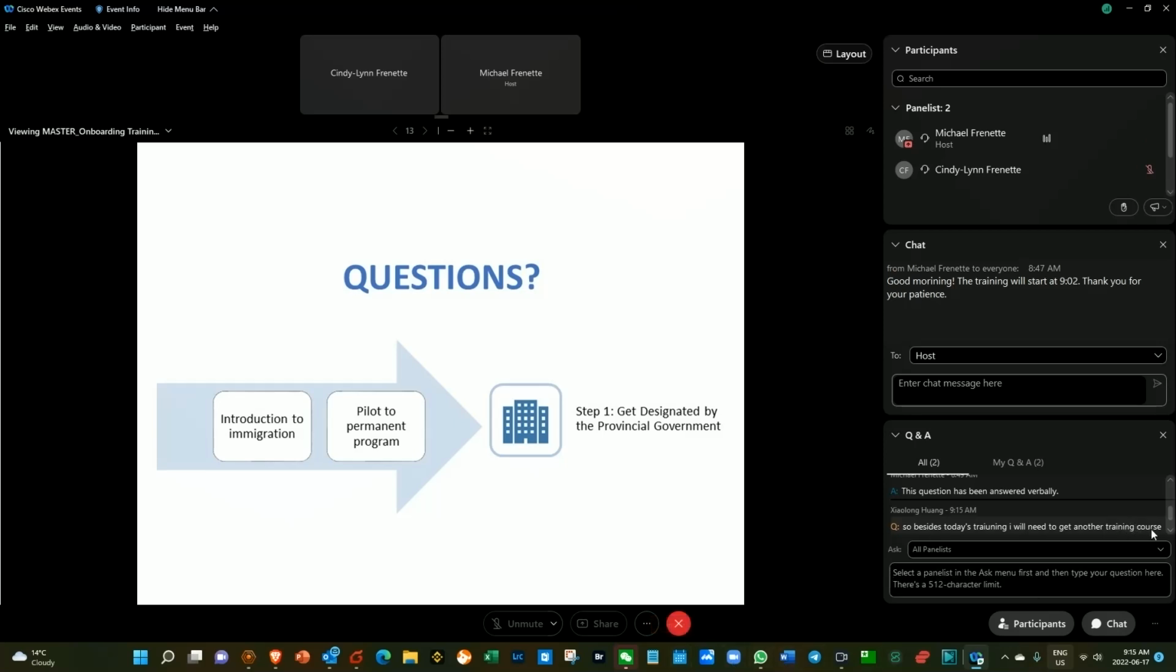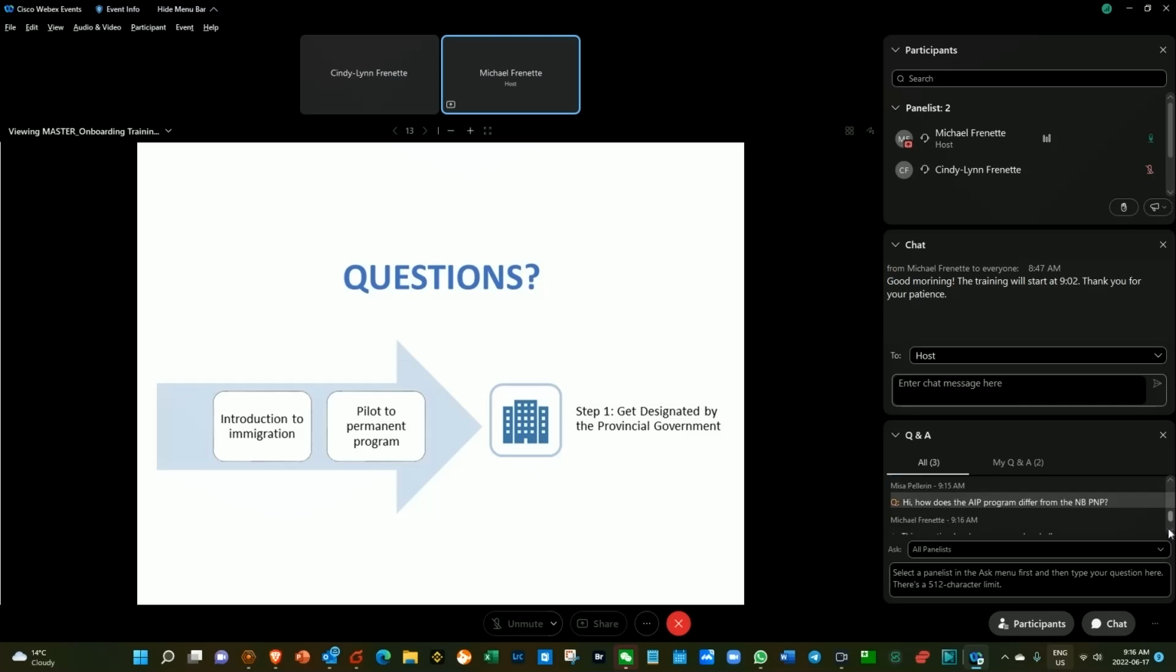All right, so we have a few questions. First question, how does the AIP program differ from the New Brunswick PNP? Well, the end goal is the same, so the candidate will be granted permanent residency. The only thing is the selection criteria are completely different. So it really depends on what you're trying to achieve and what the qualifications of your candidate are. You really need to look at both programs side by side and see where your candidate fits best. But ultimately, both will be pathways to permanent residence.